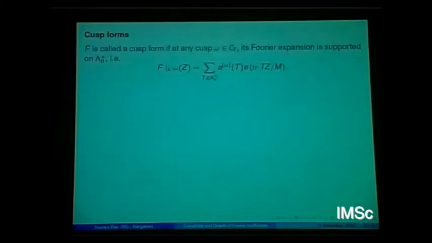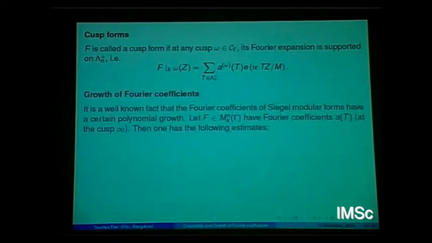Cusp forms, let us just quickly recall. F is called a cusp form if at any of these Omega_j the Fourier expansion is supported on Lambda_n plus, namely only on positive definite matrices. And that should happen at all cusps, or equivalently at all elements of the group gamma_n. So, the next topic is the growth of the Fourier coefficients.